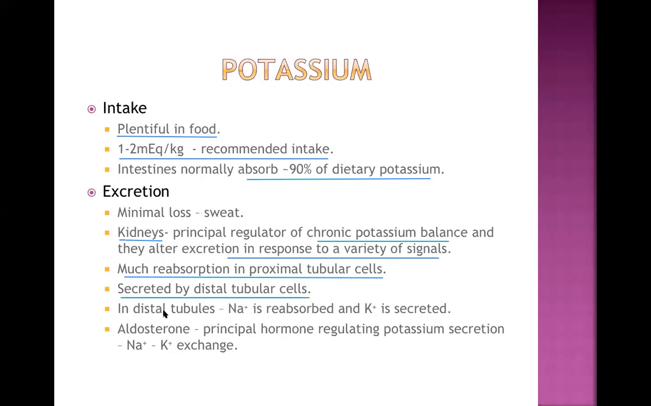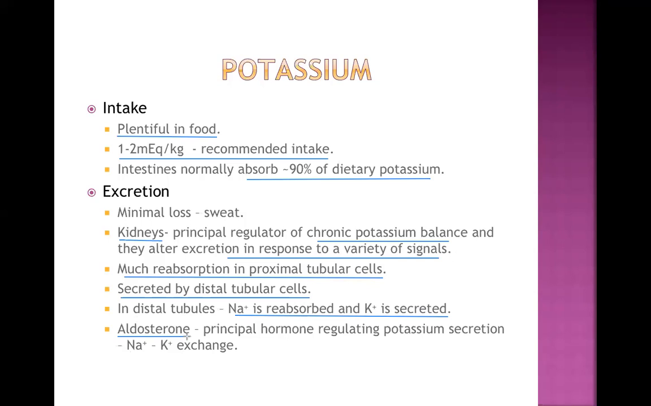In the distal tubular cells of the nephron, sodium is reabsorbed and potassium is excreted or secreted with the effect of the aldosterone hormone. So you need to remember the name of this hormone, aldosterone. This is an example of a mineralocorticoid. And from where is this hormone released or secreted? From where?